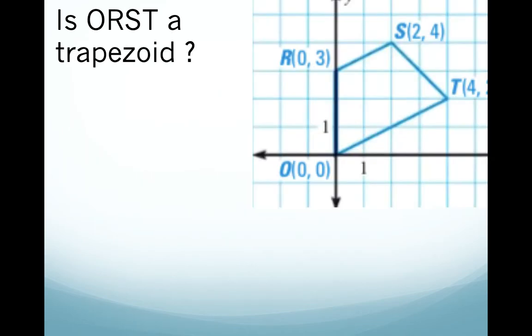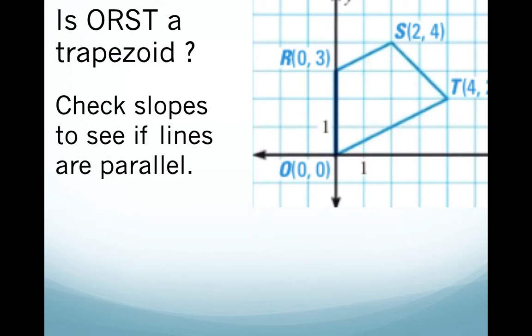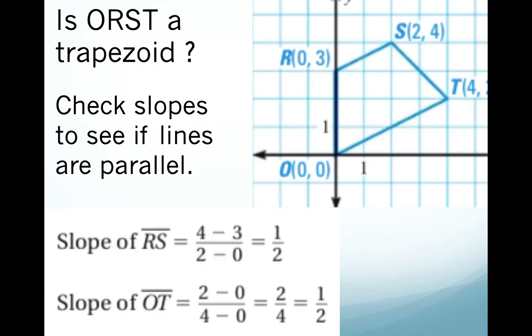Is this figure a trapezoid? If I take a look at slopes, I can determine if I have parallel lines. If I have exactly one pair of parallel lines, then I would have a trapezoid. RS and OT appear to be parallel. If I use the slope formula, change in y over change in x, we can find that both of those slopes are 1/2. We do have a pair of parallel lines.